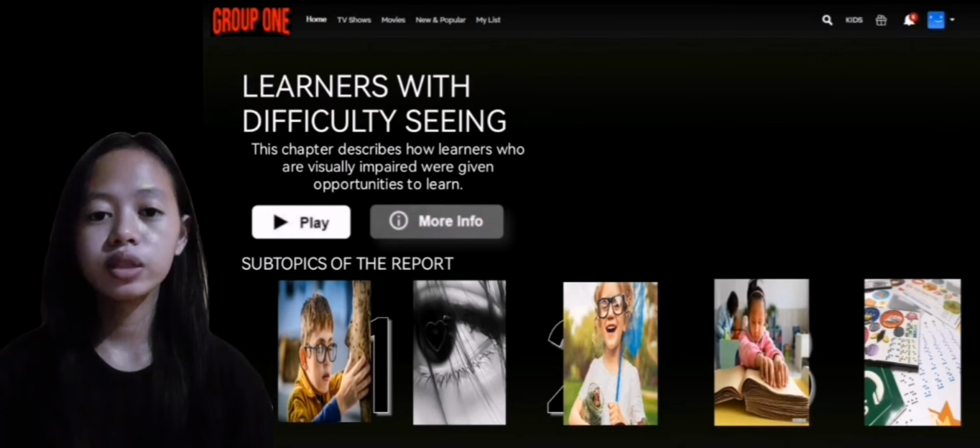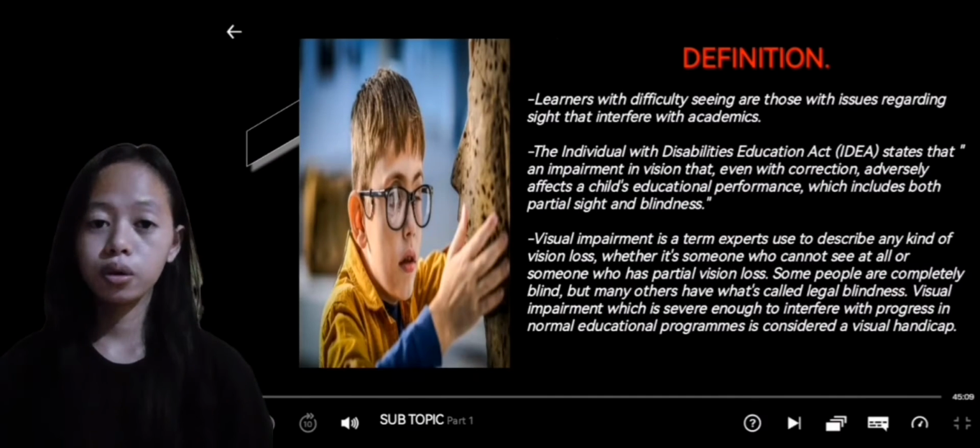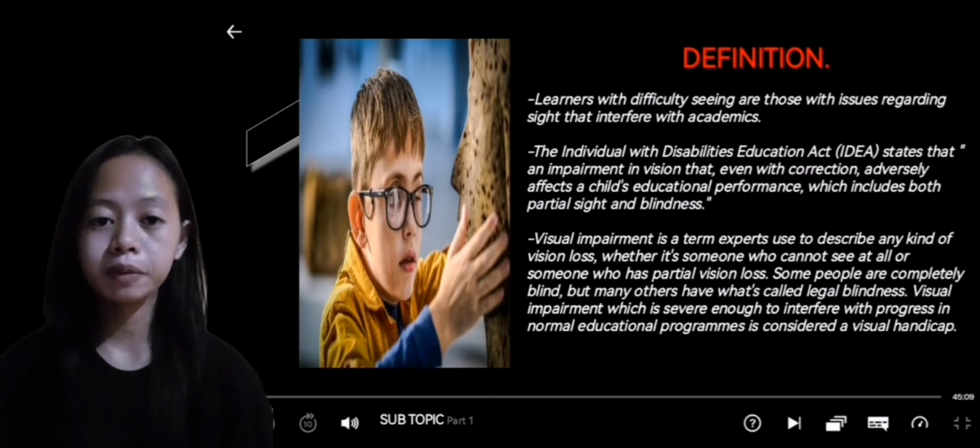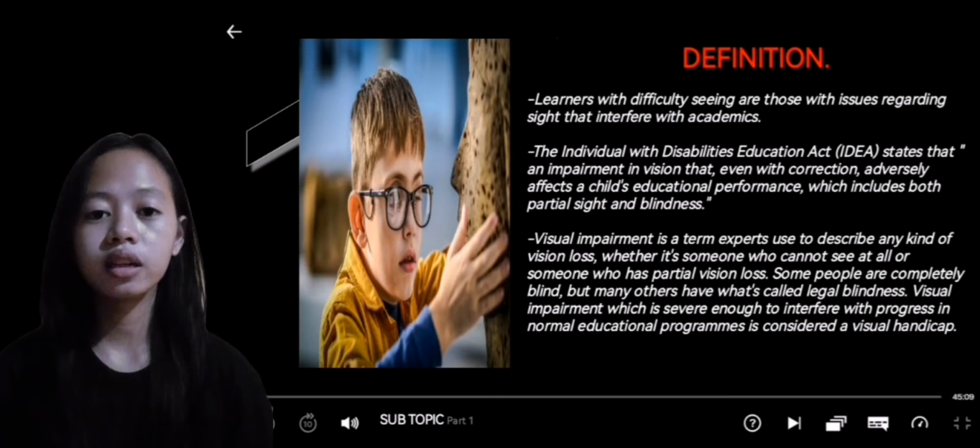There may be some students with hampered, restricted vision. So what is this hampered, restricted vision? A hampered, restricted vision means that you may be unable to see the entire view from the specified area. So who are those learners with difficulty seeing? Learners with difficulty seeing are those with issues regarding sight that interfere with academics. Due to the blurring of their vision, they do not understand more about what is written in the book and on the blackboard, which is why it affects their learning.